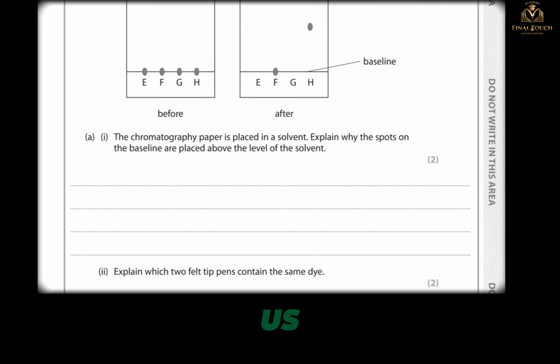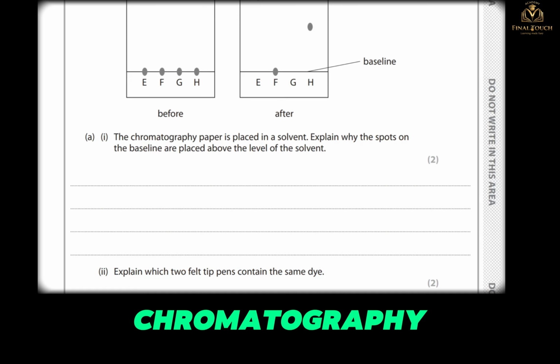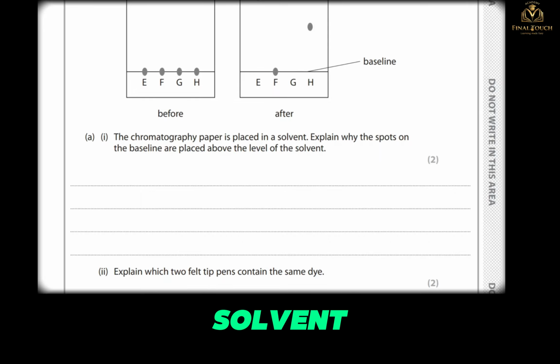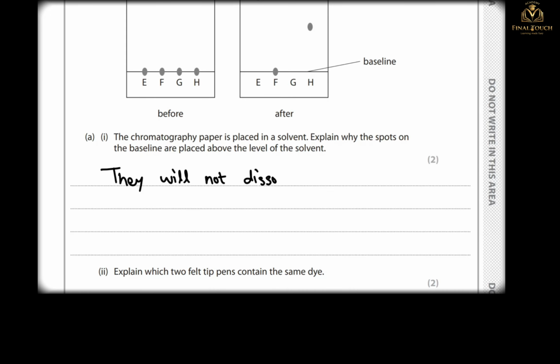So part A1 tells us to explain why the spots on the baseline are placed above the level of the solvent. And first, it is also mentioned the chromatography paper is placed in a solvent. Okay. So the answer should be the spots were placed above the level of the solvent because they will not dissolve into the solvent. That's your first point.